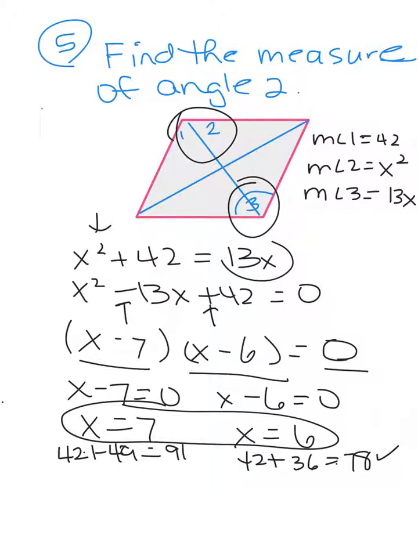So I know my answers to this problem are x is equal to 7 and x is equal to 6. So the question asks, find the measure of angle 2. Well, angle 2 is x squared, so then my final answer there is going to be either 49 or 36.